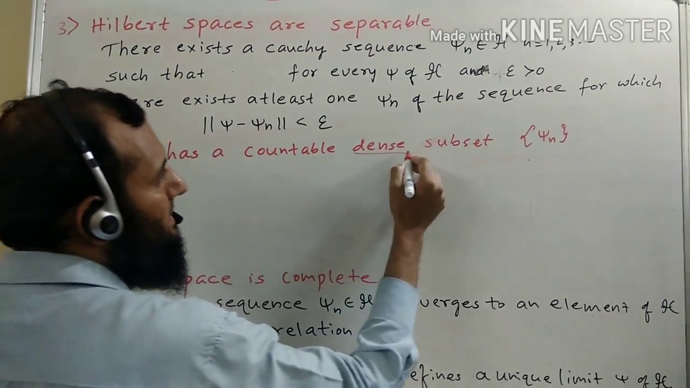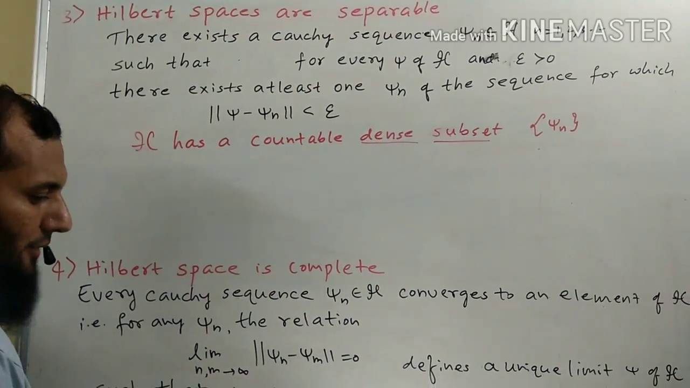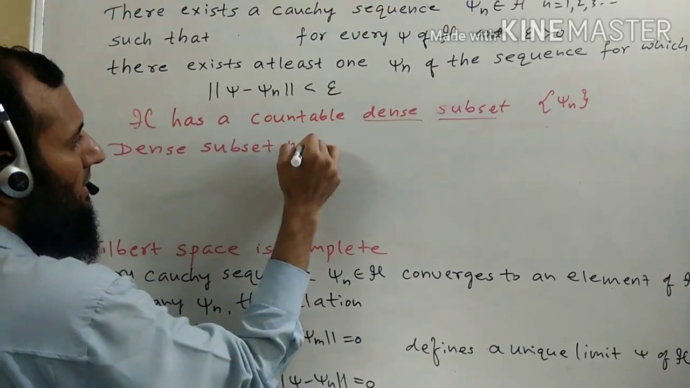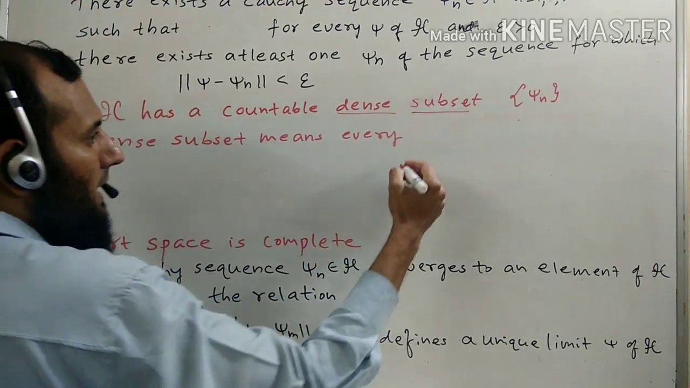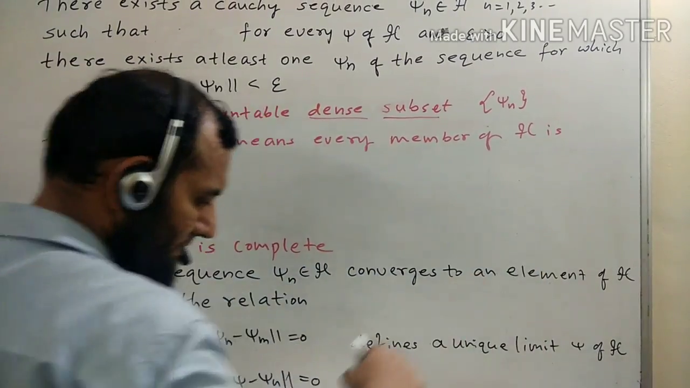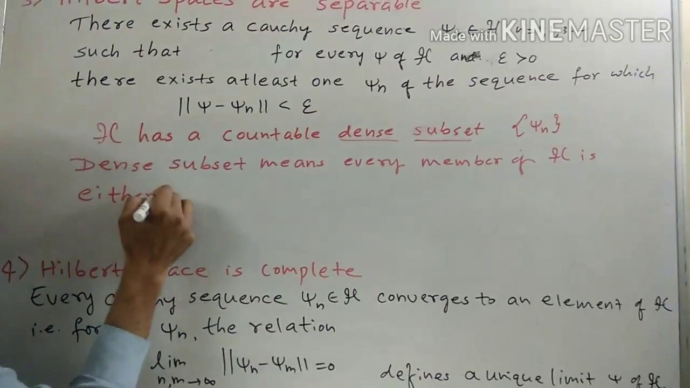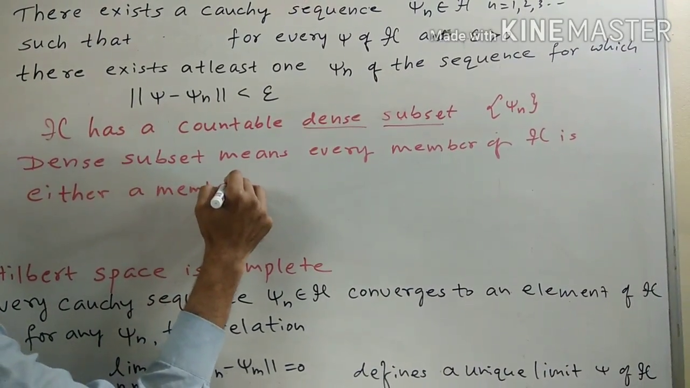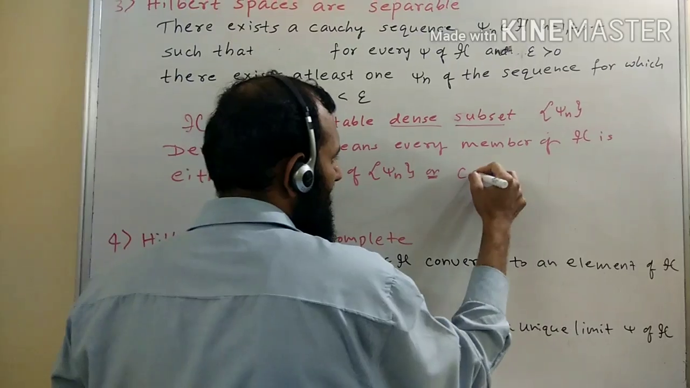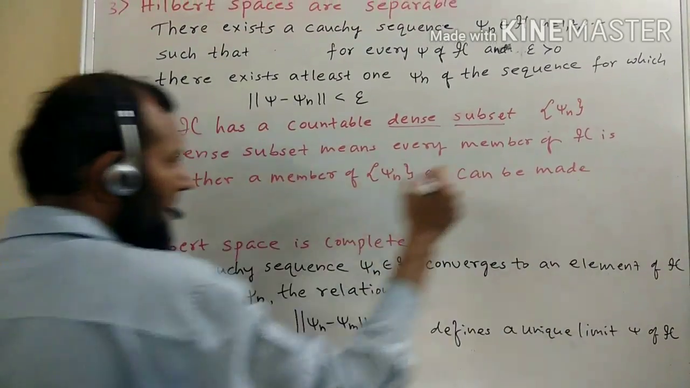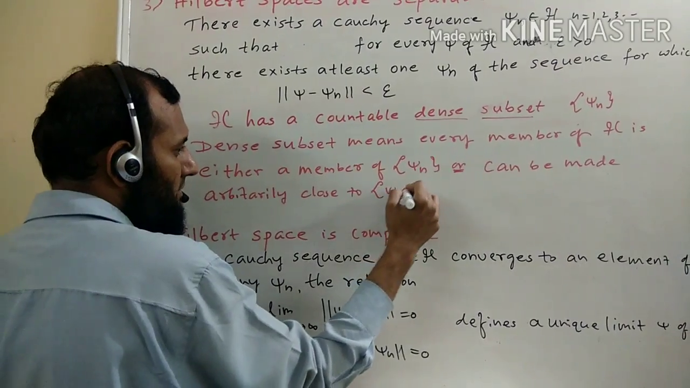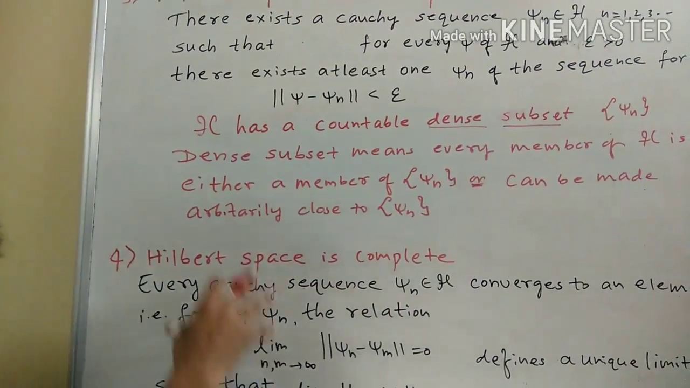So what do we mean by a dense subset? Dense subset means every member of H is either a member of the subset psi n or can be made arbitrarily close to psi n. So this is, in simple terms, what it means that Hilbert spaces are separable.